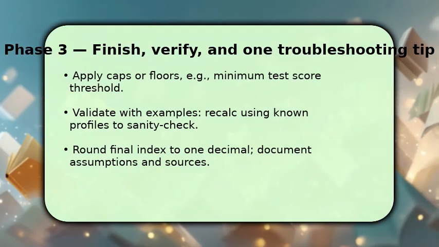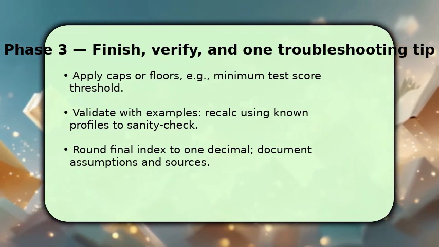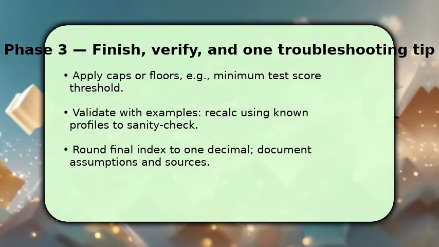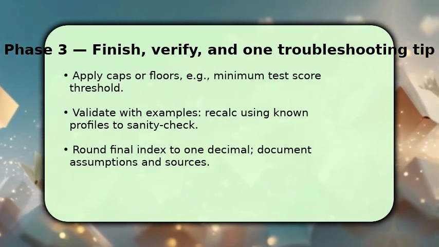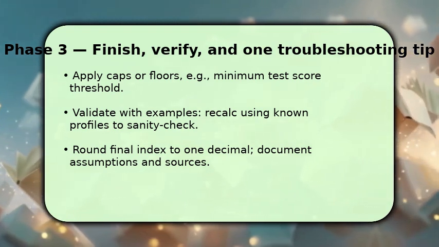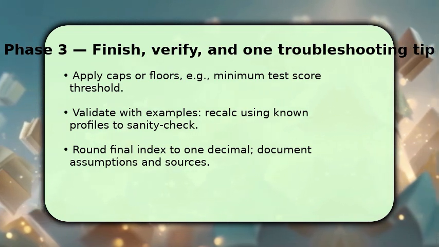Finish by applying any caps, floors, or minimum thresholds, for example a minimum test score or capped extra points, so the index aligns with policy. Once done, validate by recalculating for 2 or 3 known profiles to spot anomalies. If numbers look off, revisit normalization and weights.